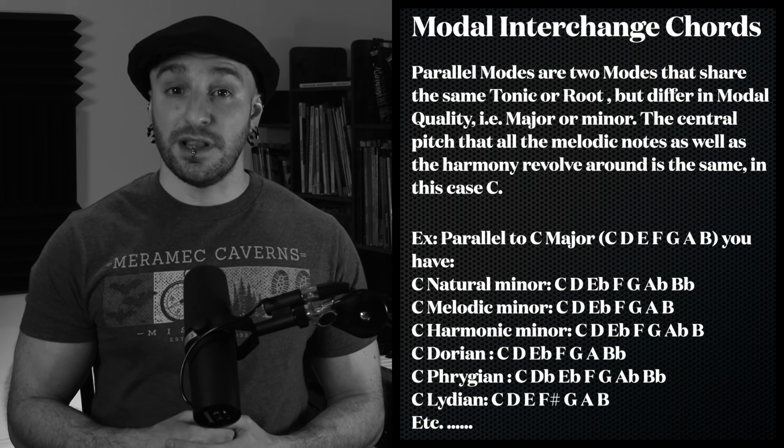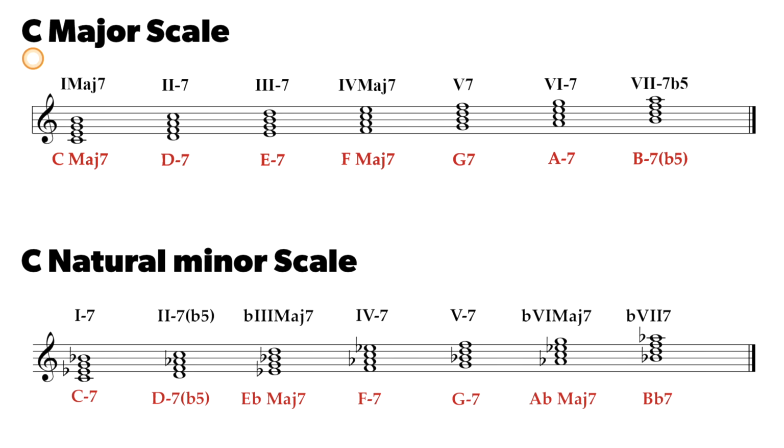Let's keep things simple and look at the C natural minor scale. If you compare the C major scale to the C natural minor scale, you'll see that the 1 chord is now a minor 7 chord. The 2 chord is now a minor 7 flat 5 chord instead of a regular minor 7 chord. The next chord is where things start to get really interesting because it's a minor key, which has a flat 3rd degree. So instead of a minor 7 chord on the 3rd degree, you get a major 7 chord on the flat 3rd degree. The 4 chord still has the same root location, but now it's a minor 7 chord.